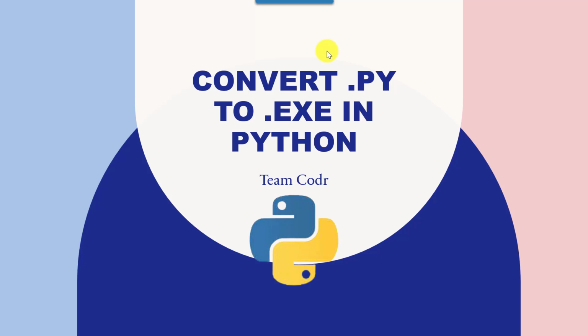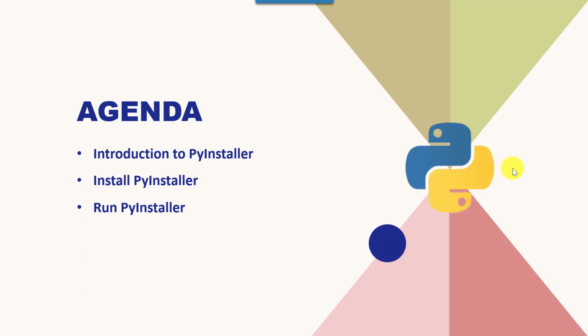Hello and welcome everyone. In this video tutorial, we will understand how we can convert a .py file to an executable file in Python. Now, there are multiple ways using which you can convert a Python file to an executable file, like you can use PyInstaller, and py2exe is also one module. There are n number of ways using which you can convert a Python file to an executable and create your application. In this video tutorial, we will focus on how we can use PyInstaller in Python to convert your Python file to an executable.